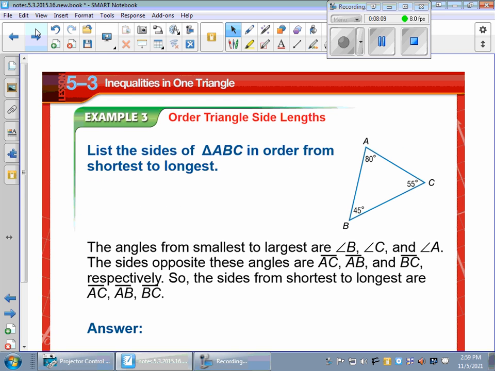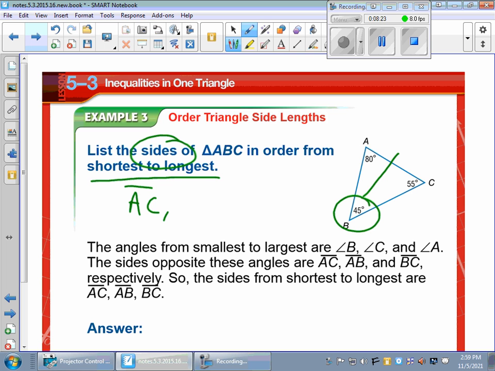Option A. Next one here, list the sides. Now they want the sides, so they give you the angle. Find them in order from shortest to longest. There's the smallest angle. That's the shortest side. So AC. Then we have 55. Opposite that, AB. Then the last one we have is 80. Go here, we go BC. So those are your three in order from shortest to longest.